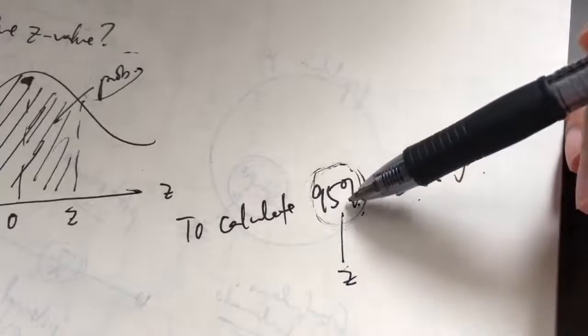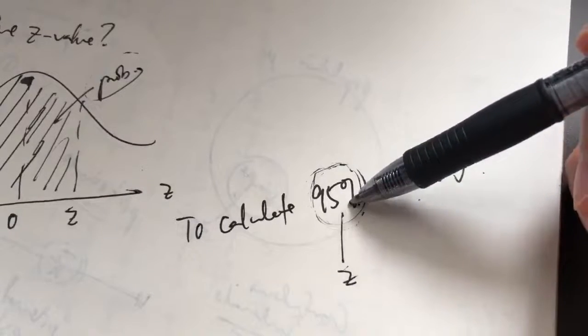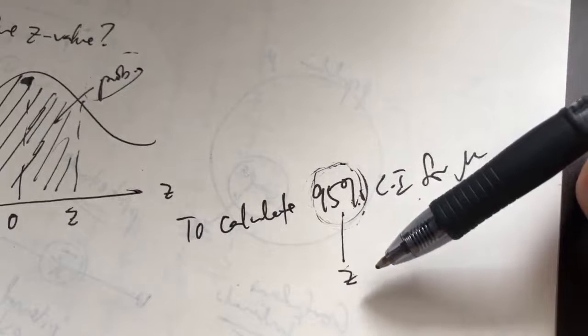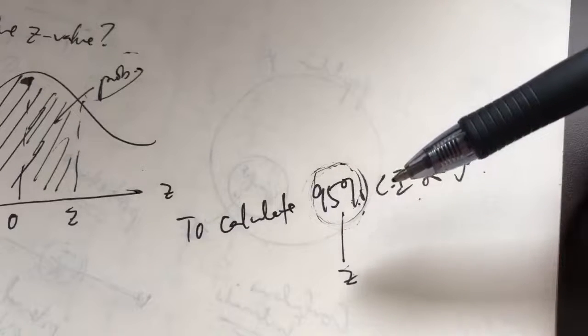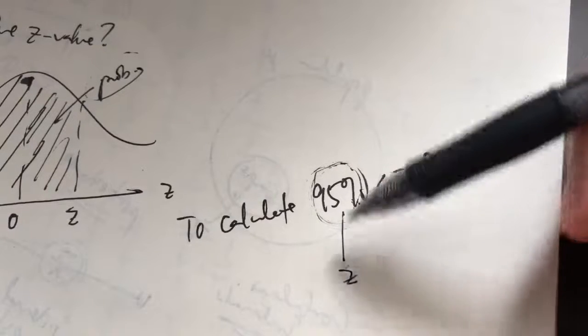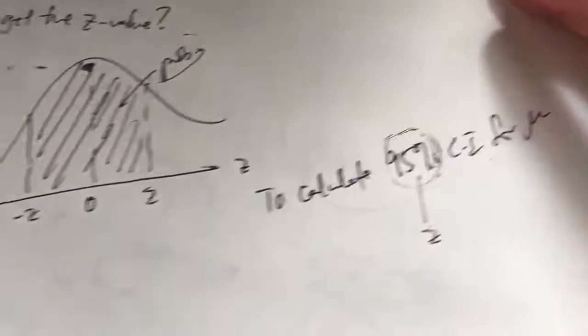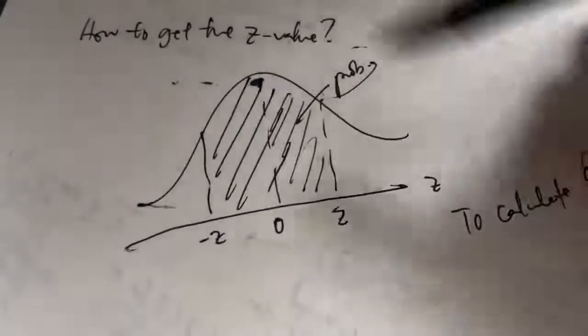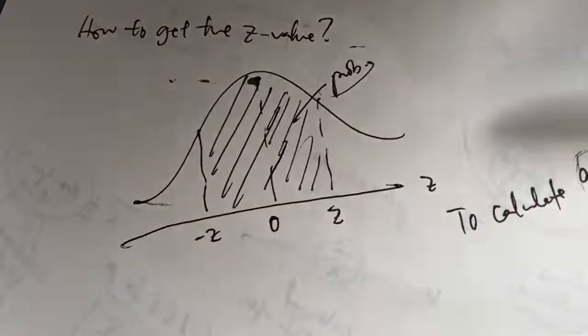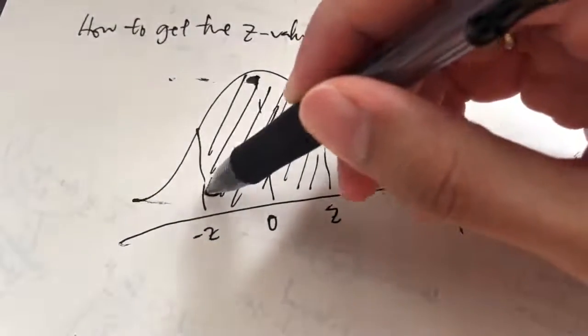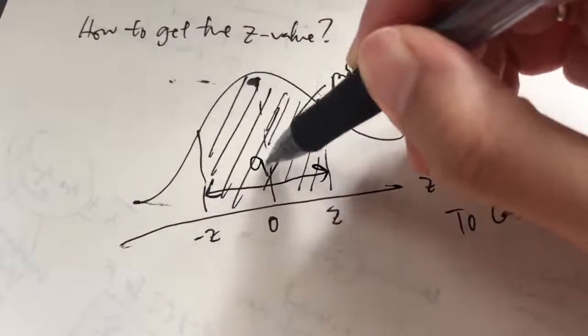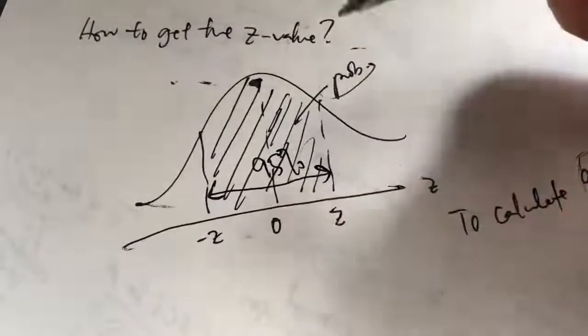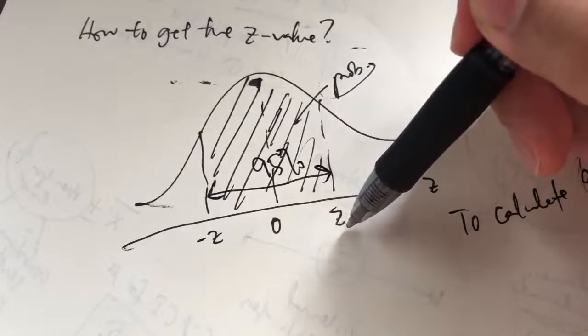Okay, remember, 95% is the confidence level. Z is the confidence level. Okay, so you may remember by now how to calculate Z, right? Given the probability. In case you've forgotten, here. Okay, let's say this is our normal distribution. So from here to here is 95%, right? So we want to know what is Z.